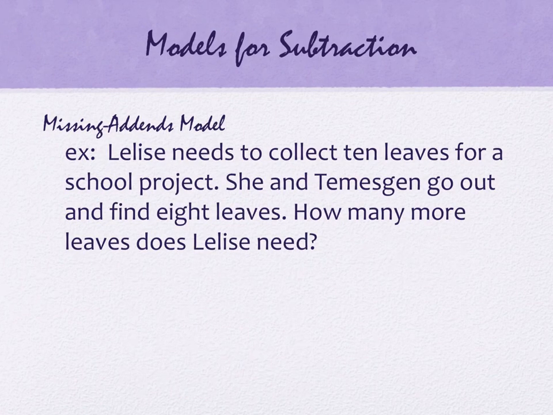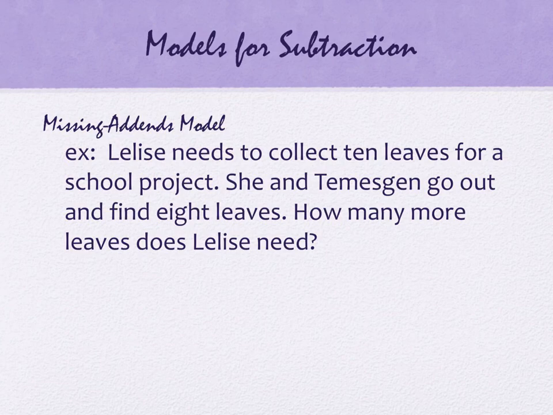Model number 2: missing addends. Lisa needs to collect 10 leaves for a school project. She and Temeskin go out and find 8 leaves. How many more leaves does Lisa need? This question should feel different than the last question. I don't have something and I'm taking something away. I need something that I don't have all of yet. I'm missing something. So this is a missing addends perspective.